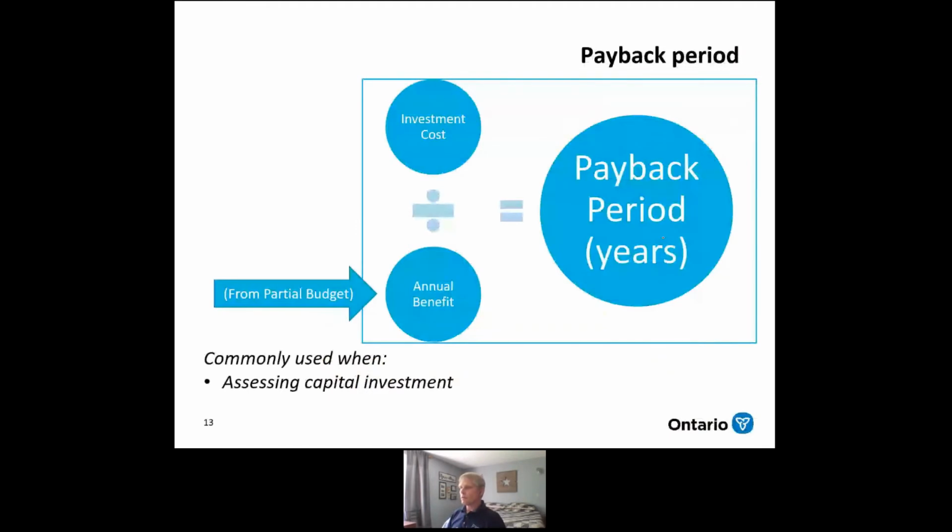So that's why you look at the payback period. Here you're including that partial budget information that you've gathered through that process. So this feeds into the payback period, the partial budget information, and then looks at what is that investment cost. This is typically used when assessing capital investment mostly, right? You're looking at how many years is it going to take me to pay off this piece of equipment that I'm buying, and you may have a targeted number of years that you want this to pay off on that side of things.